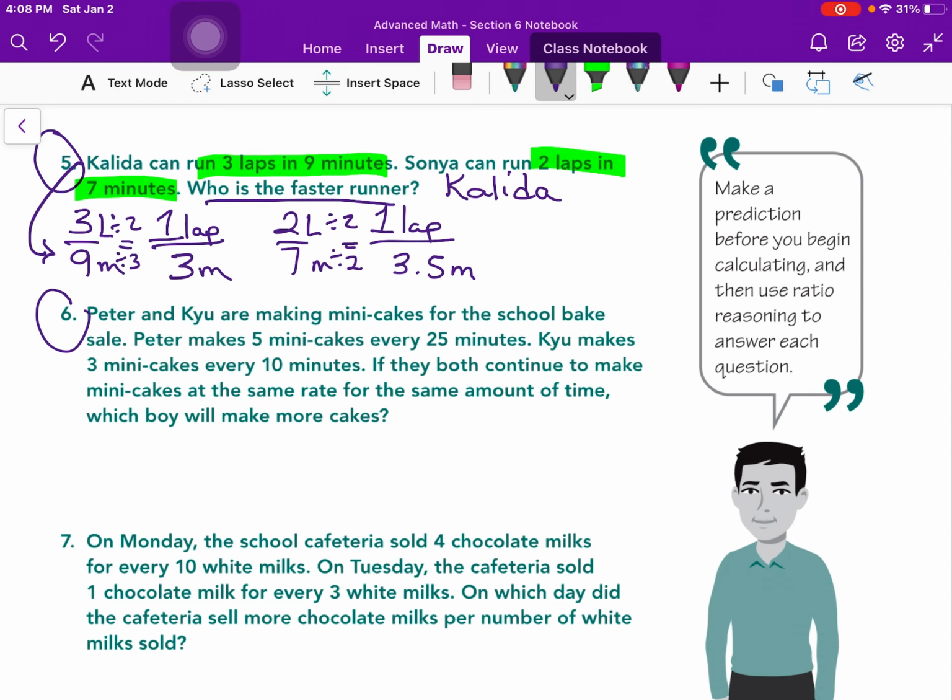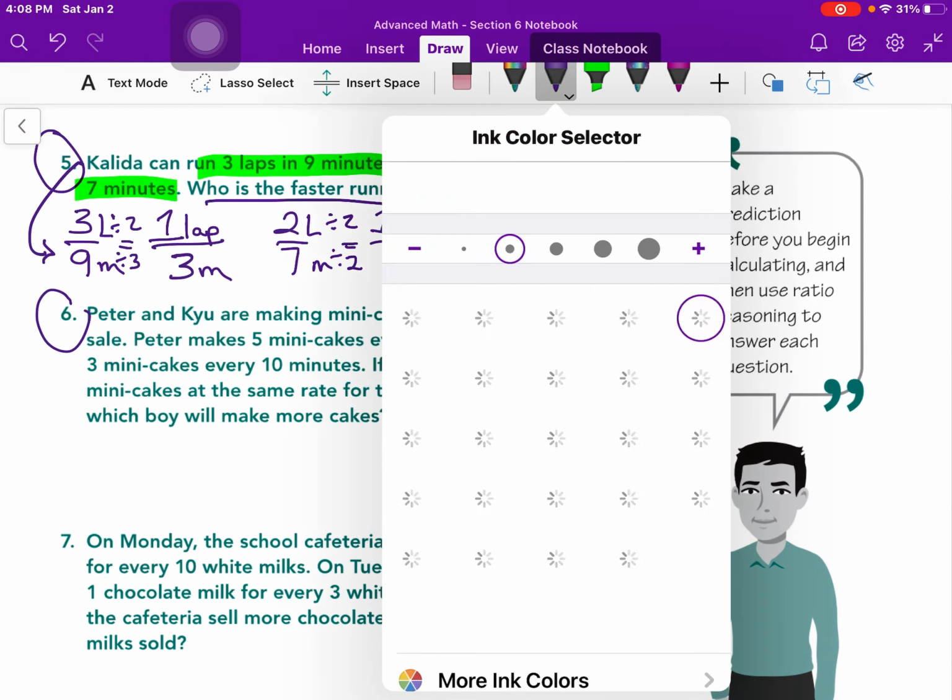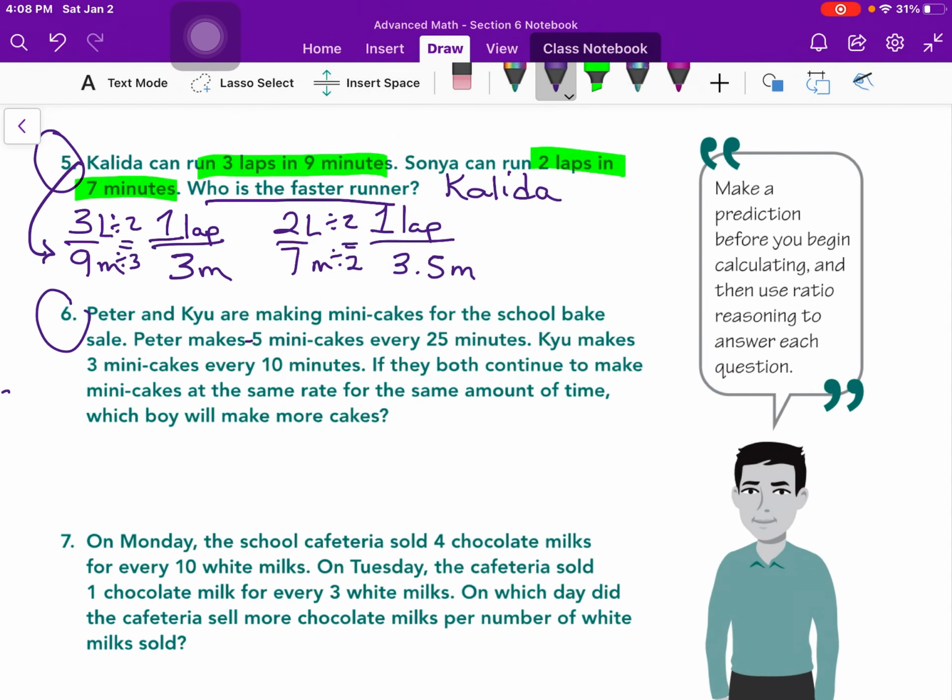And number 6, Peter and Caillou are making mini cakes for the school bake sale. Peter can make 5 mini cakes in 25 minutes, and Caillou makes 3 mini cakes in 10 minutes. If they both continue to make mini cakes at the same rate, meaning they don't get tired or anything like that, and they go for the same amount of time, who at the end will make the most cakes? So finding a unit rate will help us here.